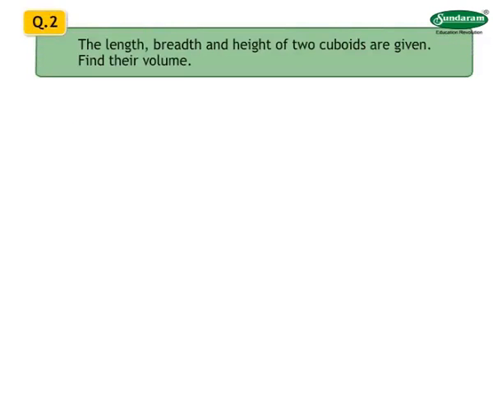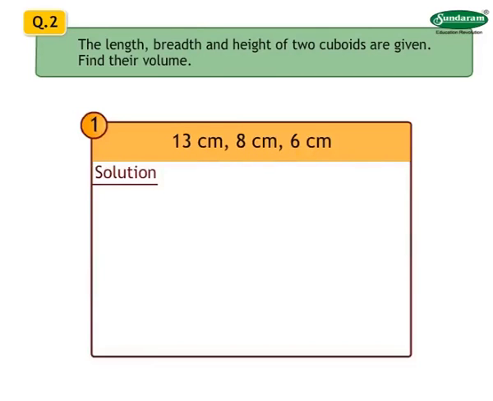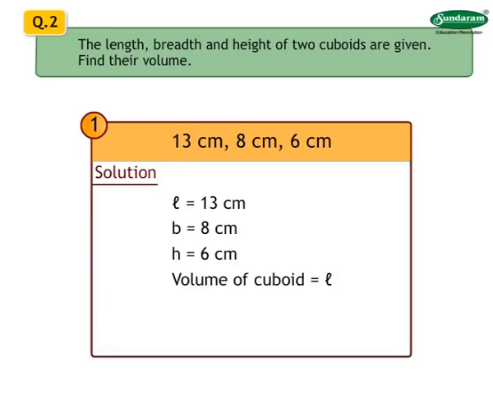Question 2. The length, breadth and height of two cuboids are given. Find their volume. 1. 13 centimeters, 8 centimeters, 6 centimeters. Solution. Length is 13 centimeters, breadth is 8 centimeters and height is 6 centimeters. Volume of cuboid is length into breadth into height. Therefore, volume is 13 into 8 into 6, which is equal to 624 cubic centimeters.